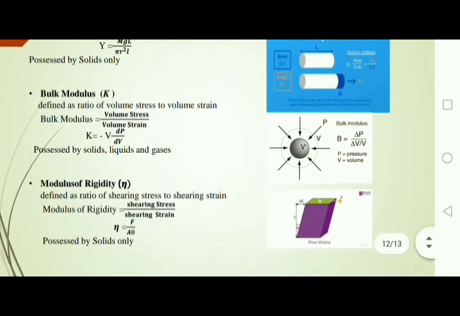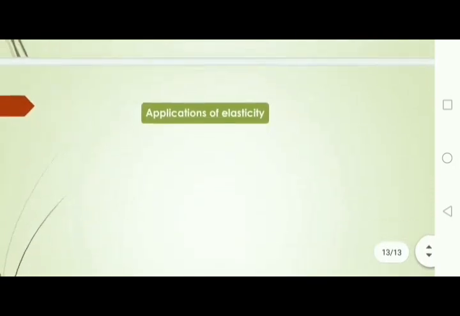Then comes the modulus of rigidity. It gives the relationship between shearing stress and shearing strain. So what is modulus of rigidity? It is the ratio of shearing stress to shearing strain, and we denote it with eta, that is F by A theta, and it is also possessed by solids only.